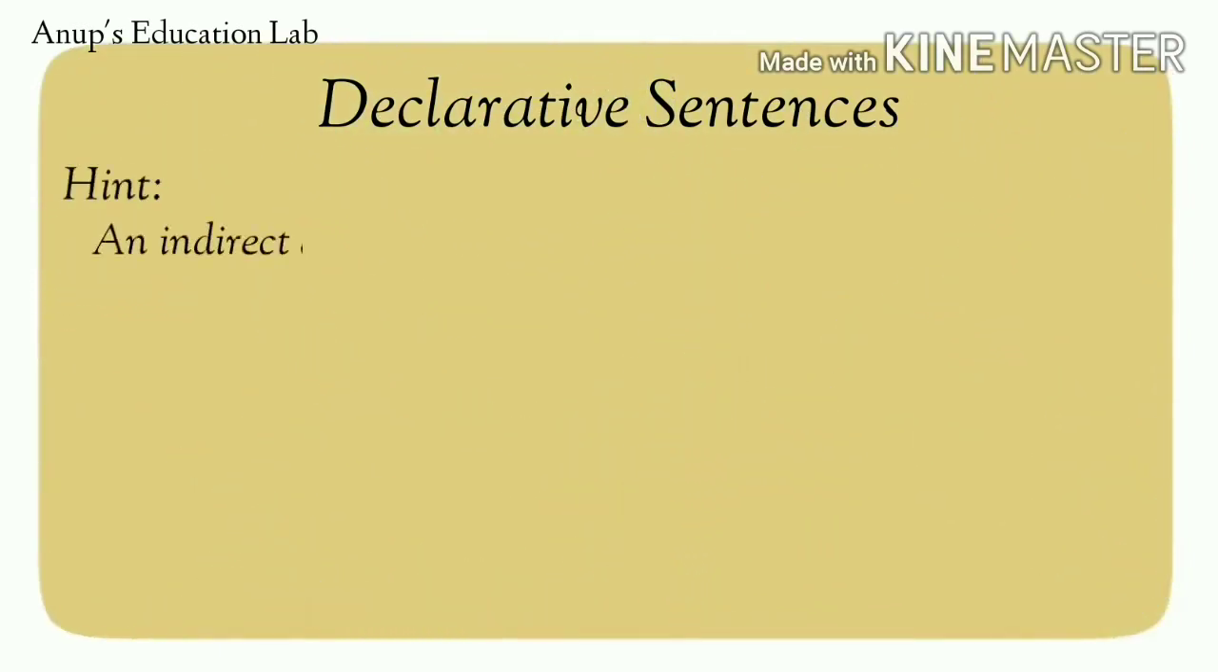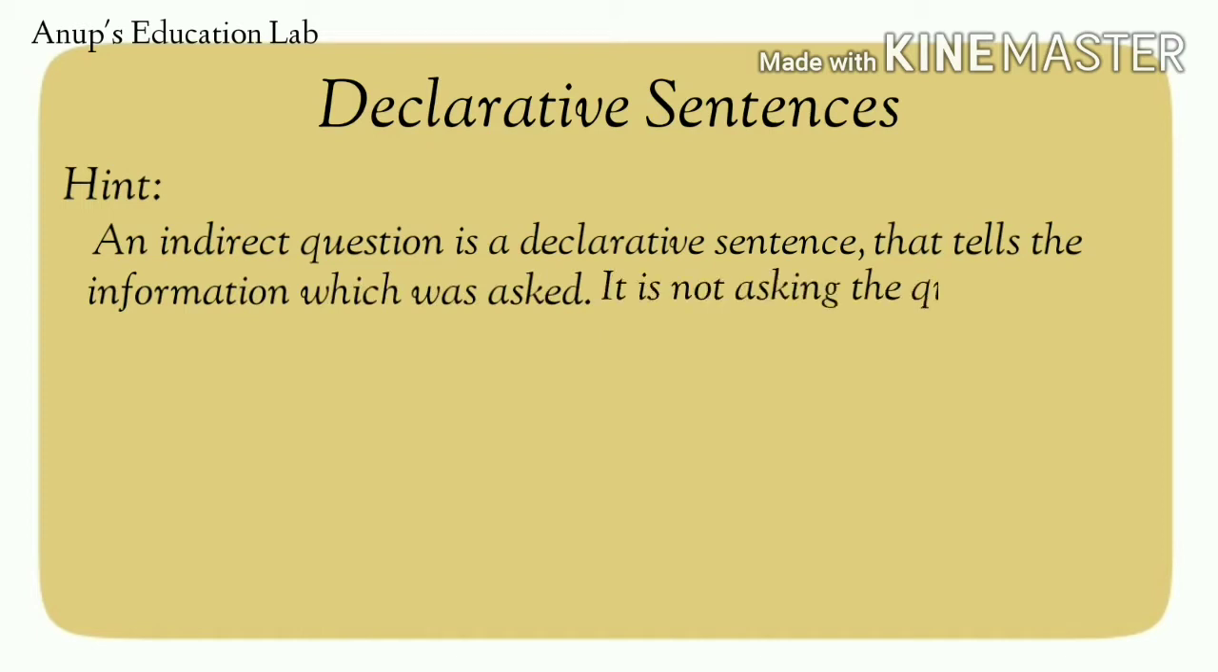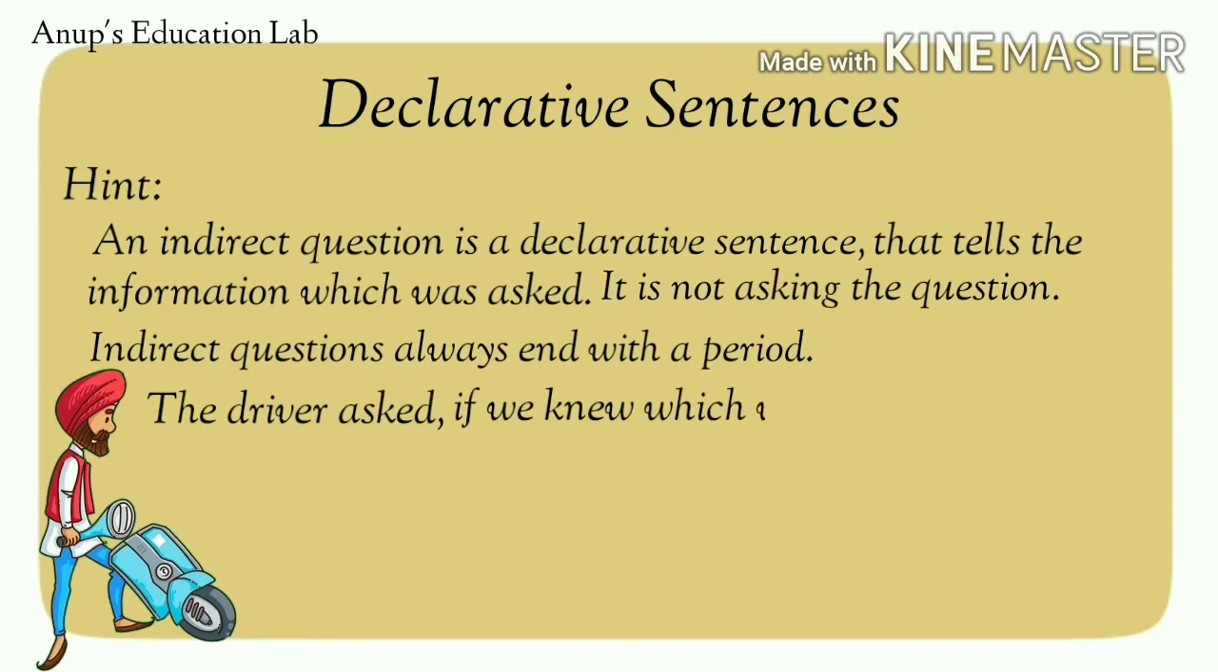Hint: an indirect question is a declarative sentence that tells the information which was asked. It is not asking the question. Indirect questions always end with a period. Let us understand this with an example. The driver asked if we knew which way to turn. This is an indirect sentence which seems like a question, but it is a declarative sentence.